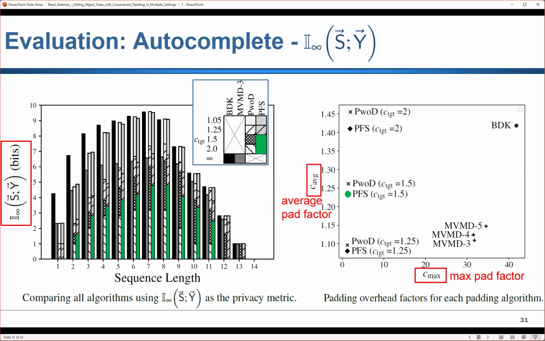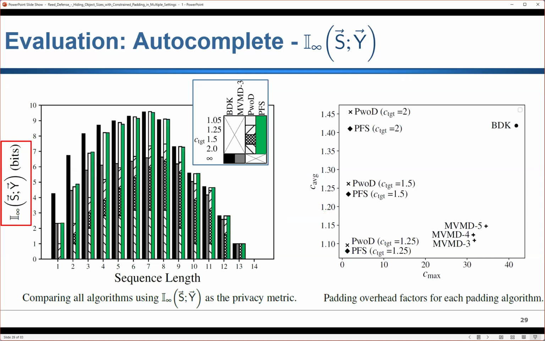And then also on the right here, we calculated for each one of the resultant padding schemes, we applied the padding scheme to all of the objects in the data set and calculated for all of the objects, what was the worst case padding factor applied to any object. That's denoted here as C max. And then we also calculated the average pad factor applied to all of the objects given that padding scheme, plotted as C average on the left here.